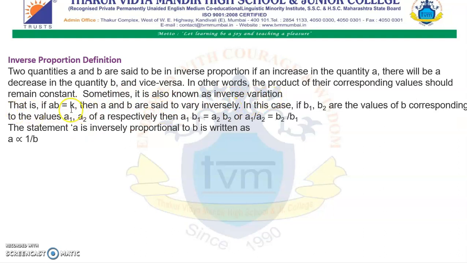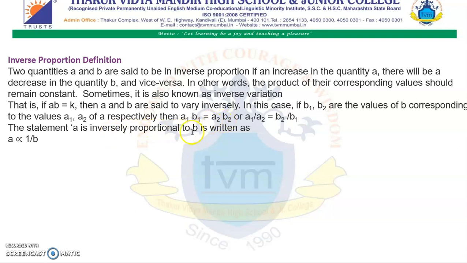That is, if AB is equal to K, a constant, then A and B are said to vary inversely. In this case, if B1, B2 are the values of B corresponding to the values A1, A2 of A respectively, then A1 B1 is equal to A2 B2.